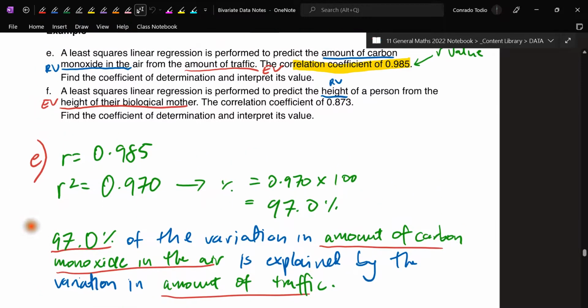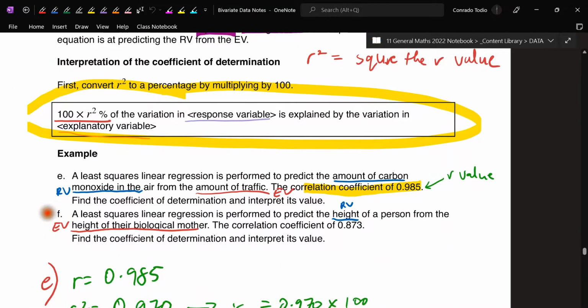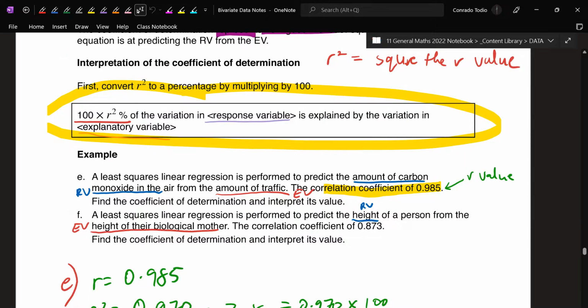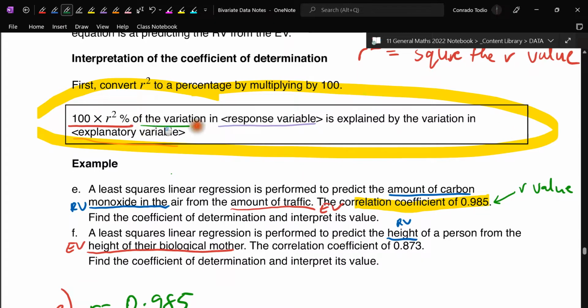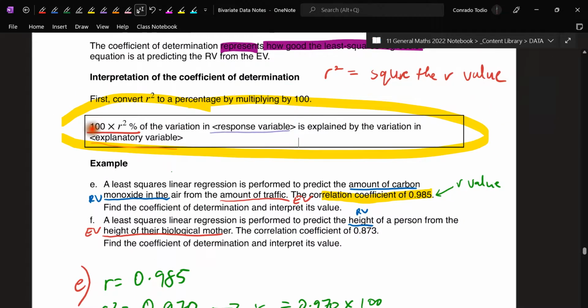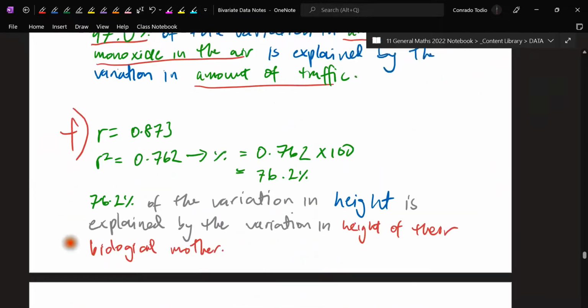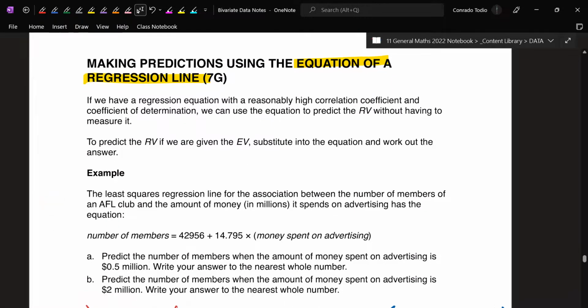So this is the sentence. Actually, I'll highlight it here. This is the sentence we use to interpret the R squared value right here. You've got to make sure you understand how to use it, where we turn the R squared into a percentage by multiplying it by 100. Then we write this sentence: state the RV, write the rest of the sentence, then state the EV. That's how we interpret the R squared value. Just use that format. And then in 7G, we looked at trying to make a prediction using the formula.